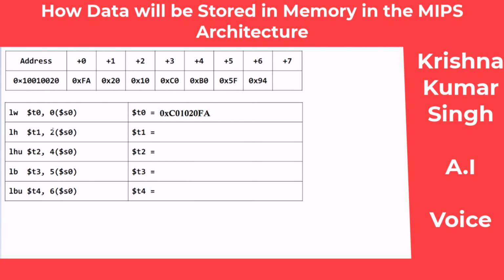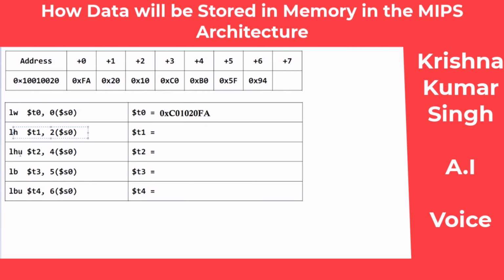In the next instruction, we want to load half word from this address and store it in the $t1. So let's first find the memory address: $s0 plus 2. So $s0 is this address, plus 2 means here. So 2 bytes of the memory, or one half word, will be read from this location and stored in the $t1. But $t1 can store data with size 32 bits. Therefore, we need to extend the data.